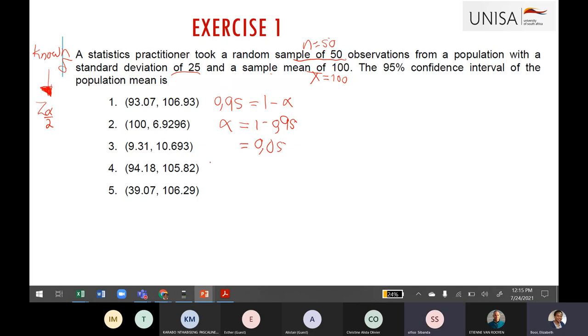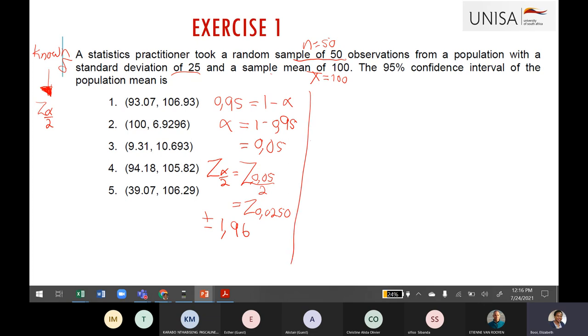And since our alpha is 0.05, what do we need to do? We need to go find the critical value, which is Z alpha divided by 2. Just repeating this, but you probably know by now what our critical value is. Z alpha divided by 2, which will be Z of 0.025. What is our critical value? 1.96. Yeah, 1.96. That's correct. So by now you know that our critical value is 1.96, plus or minus.